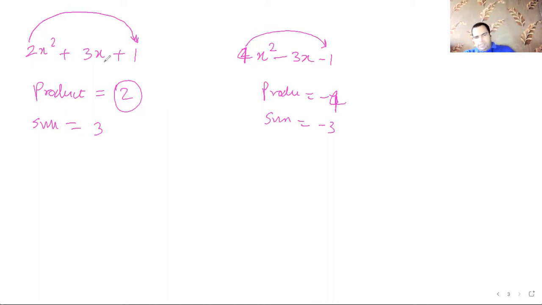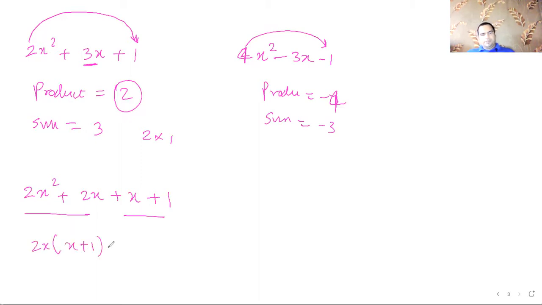So 2x squared plus 3x plus 1, where the product of the two numbers is 2 and the sum is 3. If I look at 2 and 1, obviously 2 and 1 add up to 3. So when you write this down, split the 3x as 2x plus x, so 2x squared plus 2x plus x plus 1. Now you take 2x common from the first two terms, so you're left with x plus 1. And from the last two you can take positive 1 common, so x plus 1. You can factor out x plus 1, and you're left with 2x plus 1 in the second bracket: 2x from here and plus 1 from here.